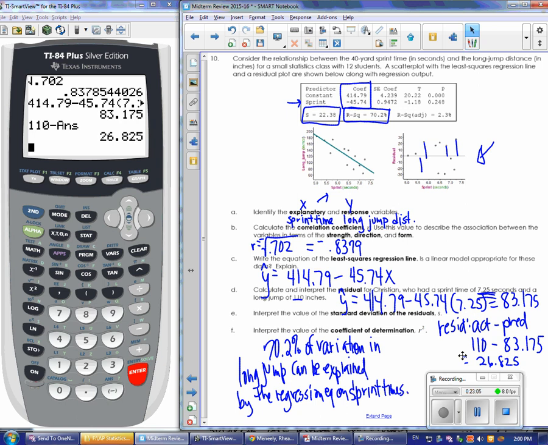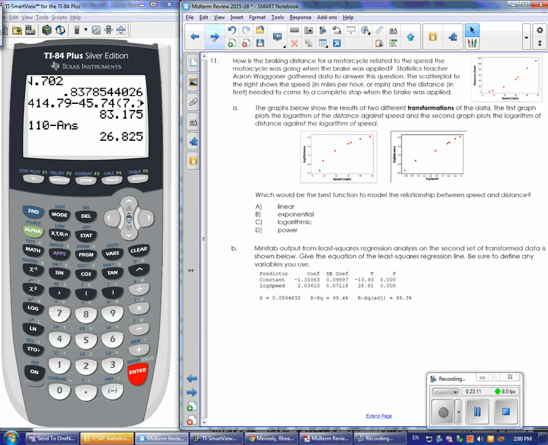Okay. All right, last one. Number 11 for this video, and then we'll jump to probability. In number 11, it says, how is braking distance for a motorcycle related to the speed the motorcycle was going when the brake was applied? Statistics teacher Aaron Wagner gathered data to answer this question. The scatter plot shows the speed in miles per hour and the distance in feet needed to come to a complete stop when the brake was applied.